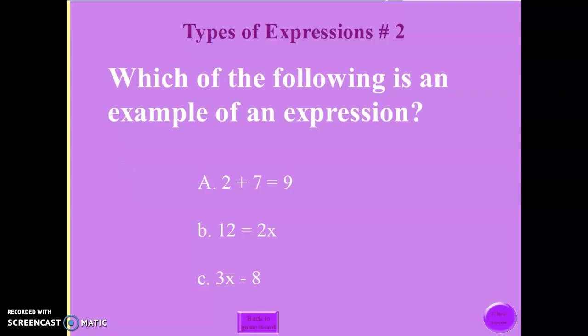So if you're looking for an expression, one of the dead giveaways is if you see something with an equal sign, that is absolutely not an expression. That's what we call an equation, and we'll be looking at those a little bit more in depth in later topics. But again, if you see an equal sign, that is not an expression. So the only one here that would be 3x minus 8. And again, it contains numbers, operations, and sometimes variables.